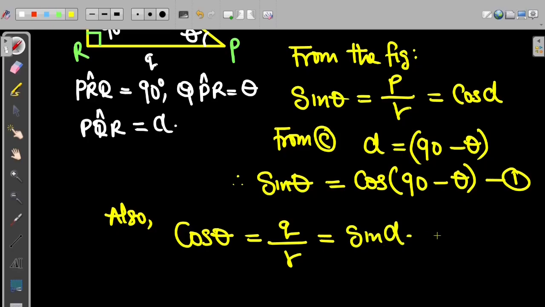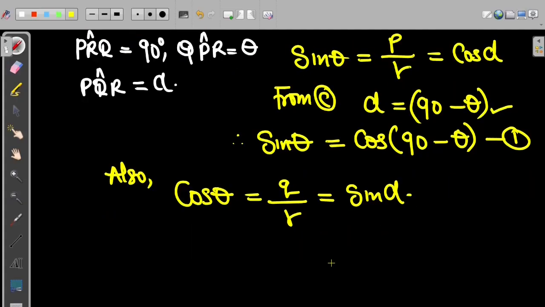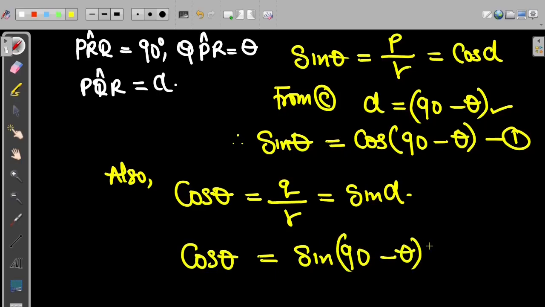But we have already established that alpha is equal to 90 minus theta. So we have that cos theta is equal to sine of 90 minus theta. Let's call this equation 2.